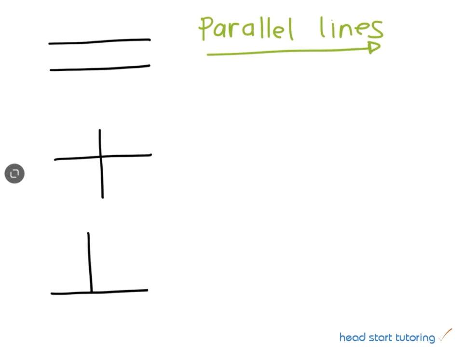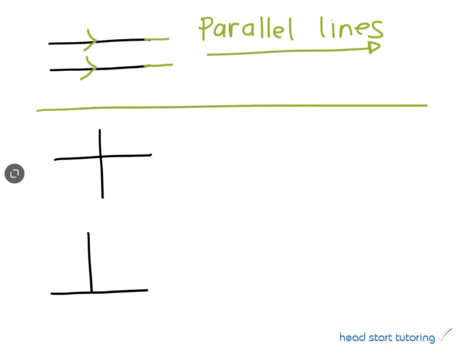Right, parallel lines are these lines over here. The distance between parallel lines will remain the same over their entire length. No matter how far you extend them, the distance between them will stay the same. They will never meet. So they have to be straight lines that never meet. The distance between them will stay the same. So those are your parallel lines.